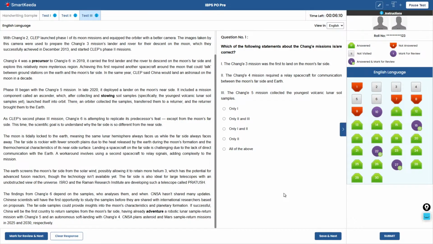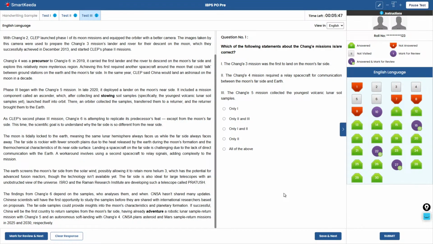Findings from Chang'e 6 depend on who analyzes the samples, and since CNSA hasn't shared many updates, Chinese scientists will have the first opportunity to study the samples before they are shared with international researchers based on proposals. The far side samples could provide insights into the Moon's characteristics and planetary formation.